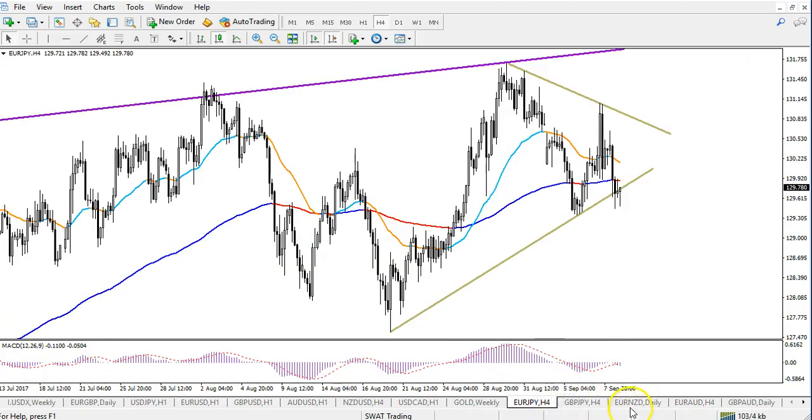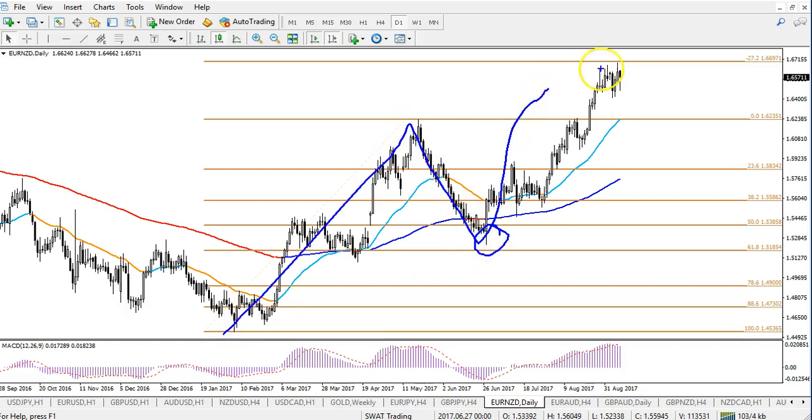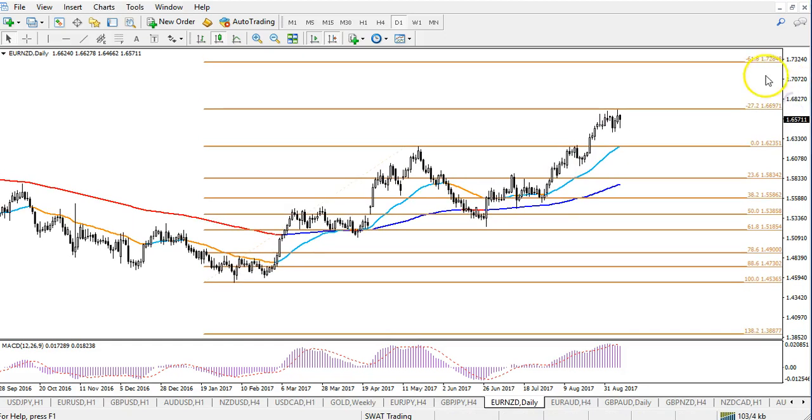All right, last but not least, just a few of these crosses. Euro New Zealand struggling here. That's because of the minus 272 target. It bounced off the 61.8, as you can see, reaching the first target. So that is a substantial level, and we would need a break above the minus 272 target for the next move to the minus 61.8. So I'm waiting for that.